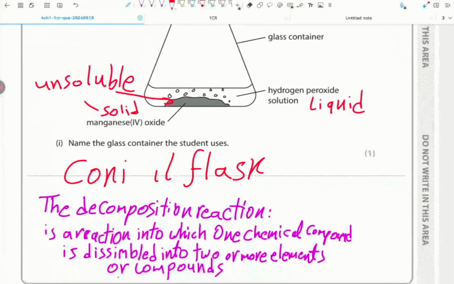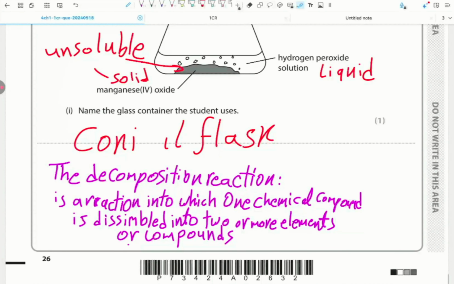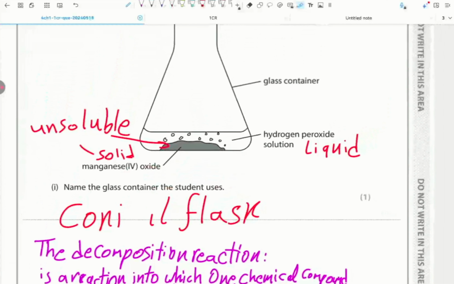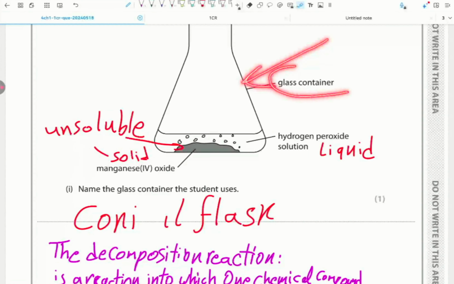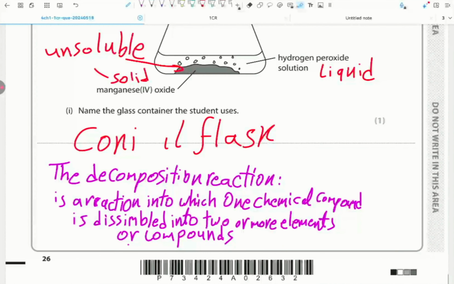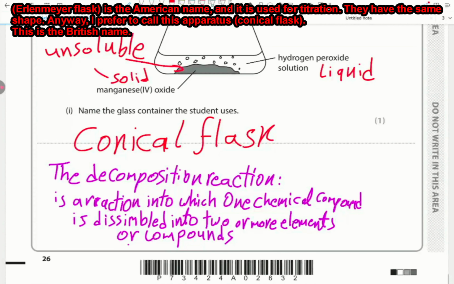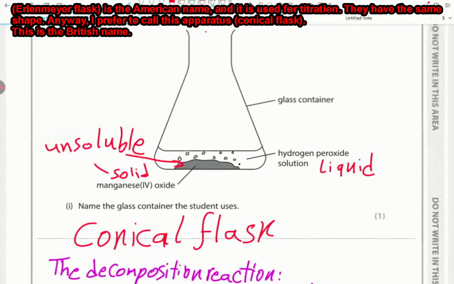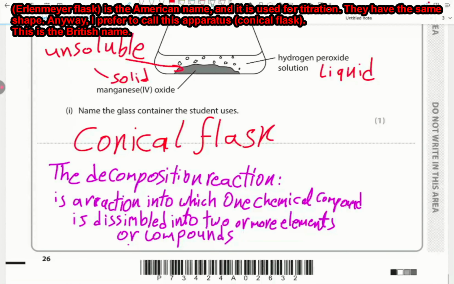Now my friends, what is the question? The question is, name the glass container. What is the name of this glass container here? Generally, my friends, it's called a conical flask. Conical flask. Some people like to call it Erlenmeyer. Erlenmeyer is a German terminology, nomenclature for this apparatus, but generally in English we call it conical flask. So the word Erlenmeyer is not accepted in the IGCSE. We need to take the conical flask.